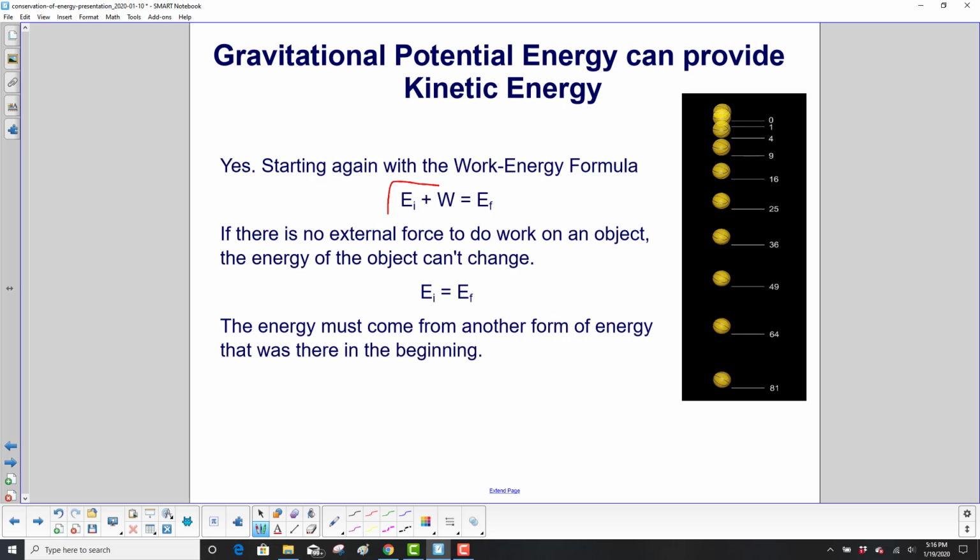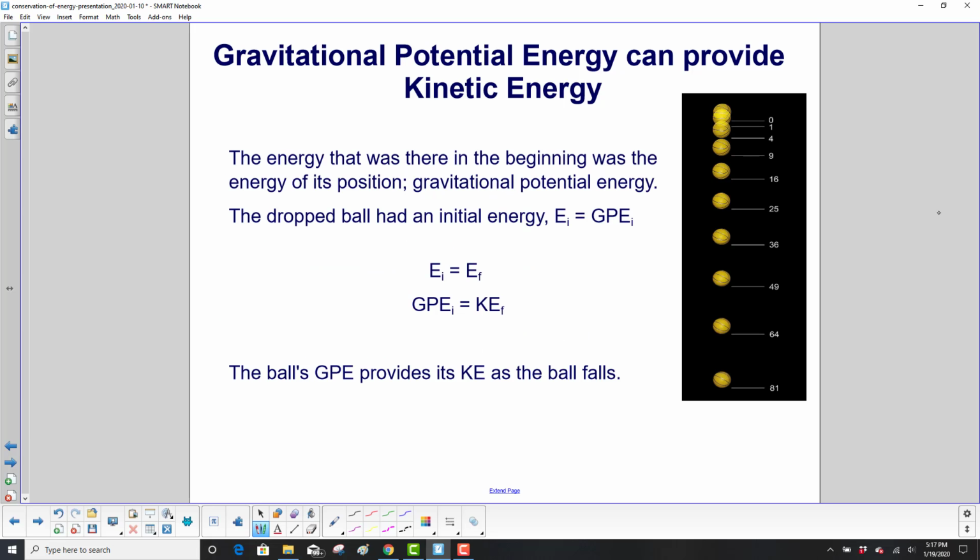Start again with the work energy formula, and if there is no external force to do work on an object, the energy of the object can't change. So the initial energy has to equal the final energy. The energy must come from another form of energy that was there in the beginning. The energy that was there in the beginning was the energy of its position, gravitational potential energy.